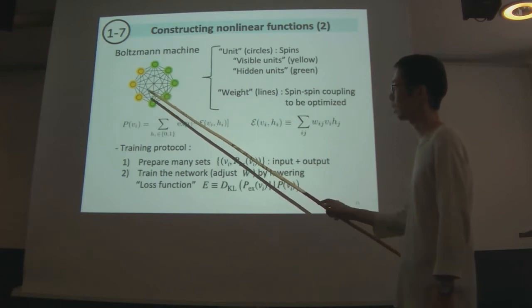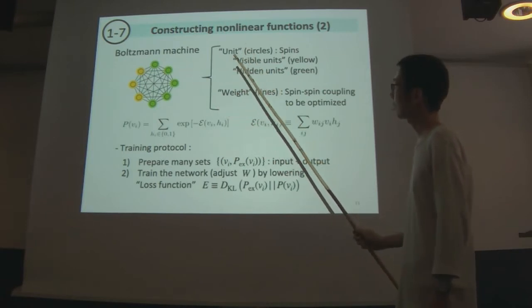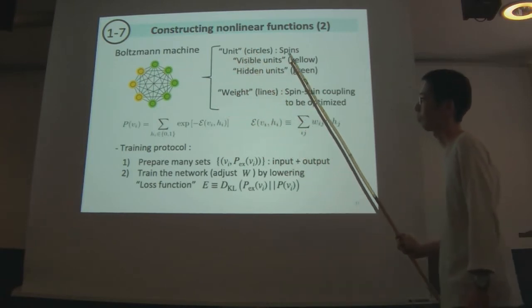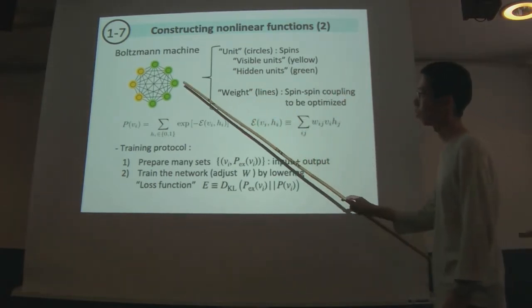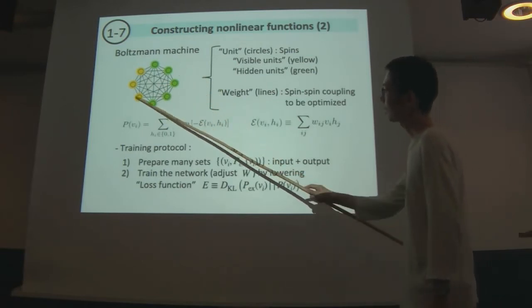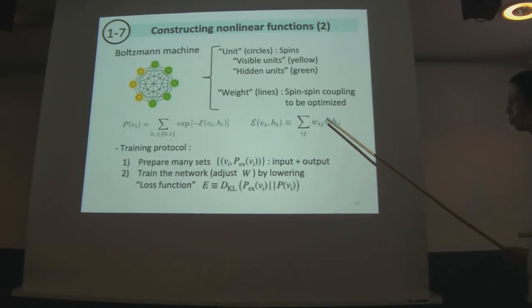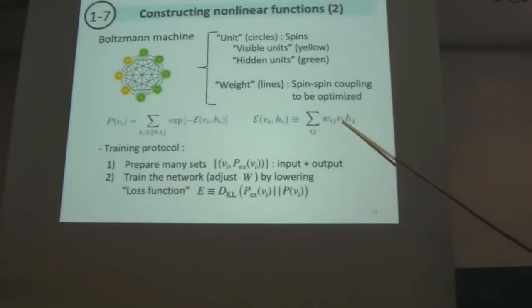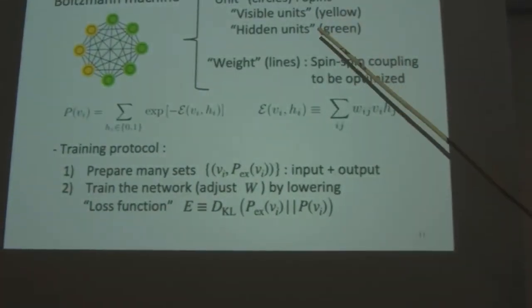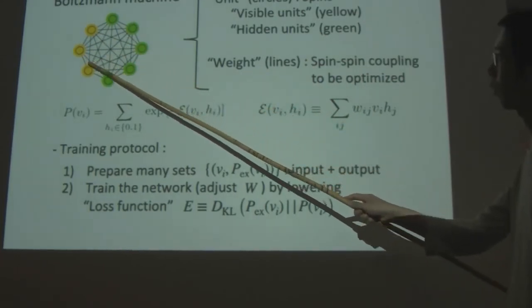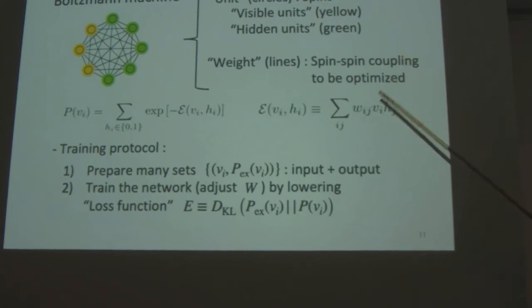So for the Boltzmann machine, again, you have yellow circles and green circles. Yellow circles are called visible units, and green circles are called hidden units. And again, weights are those lines. With this picture, you compose this energy function. The energy function is given by a bilinear of the visible unit value V and the hidden unit value h. We have a 3-dimensional vector V and a 5-dimensional vector h, and W is a 3×5 matrix.